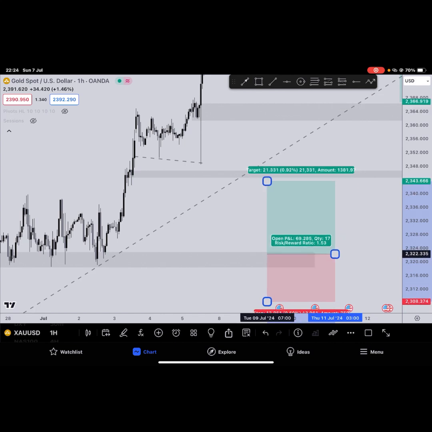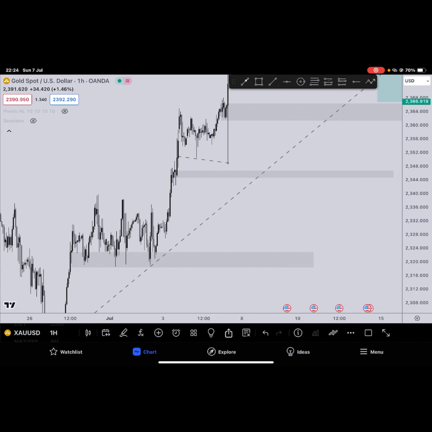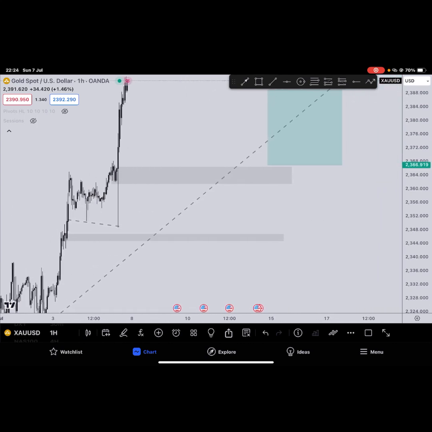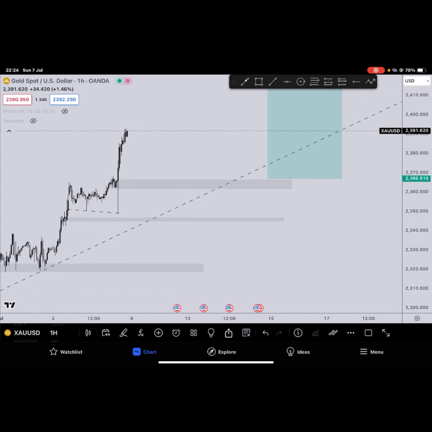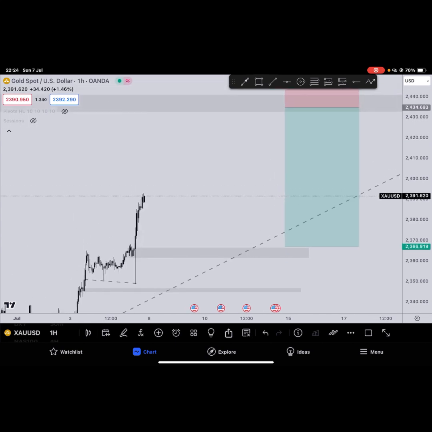For now, I'll update this analysis during the week once I begin to see how the market plays out. I'm just giving you this in case the market decides to move in this direction. But for now, the market has not fully opened yet, so let's see how price plays out.